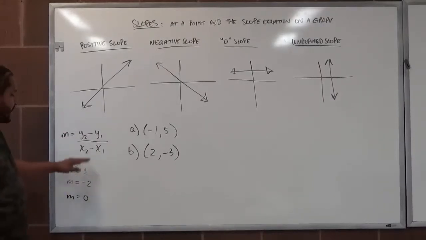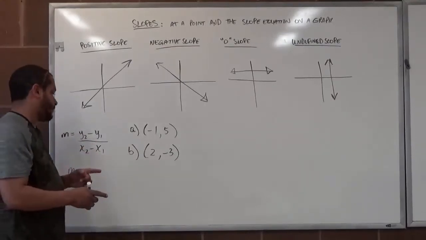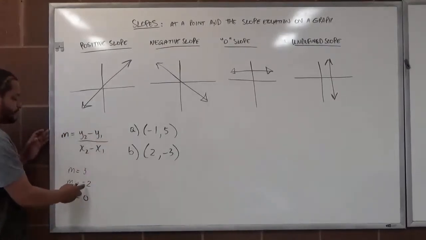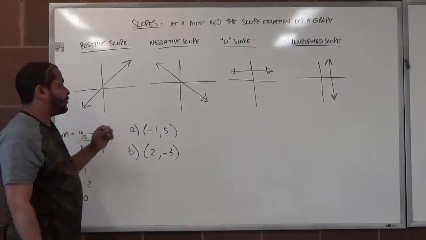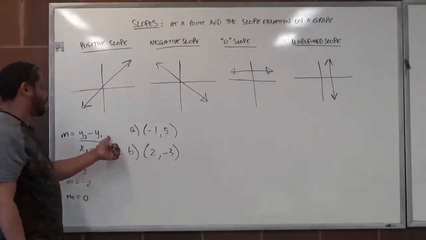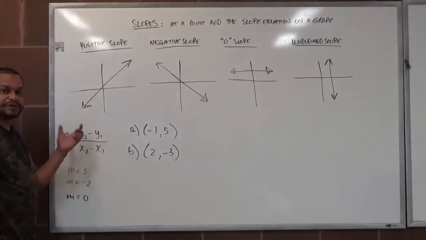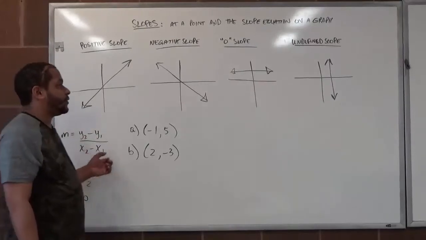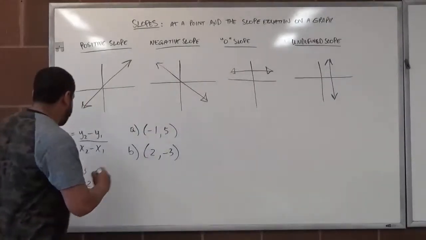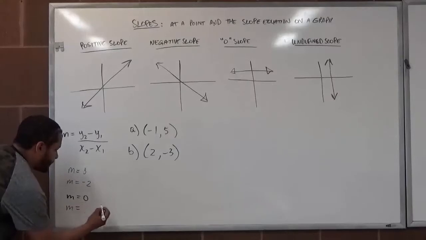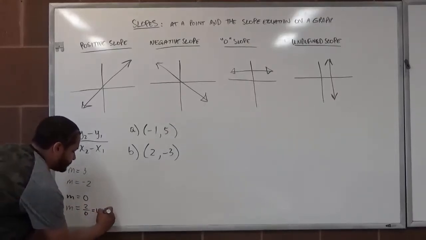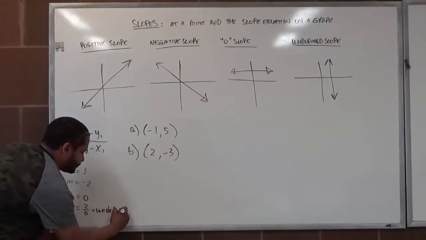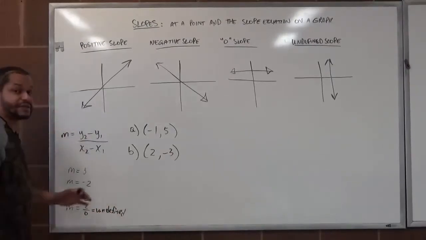When it's negative, you're going to have a positive or a negative on either the top or the bottom, and they're going to be different. The resulting value is always negative because you're dividing a positive by a negative or a negative by a positive. Whenever you have a 0 slope, the numerator will give you a 0, meaning the y-coordinates are equivalent. And when we have an undefined slope, you're dividing by 0, which makes it undefined. This occurs when your x-coordinate stays the same.